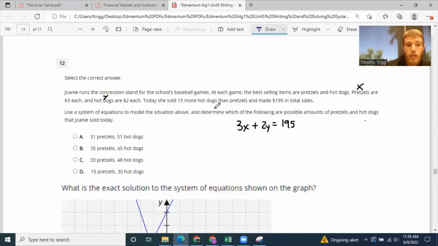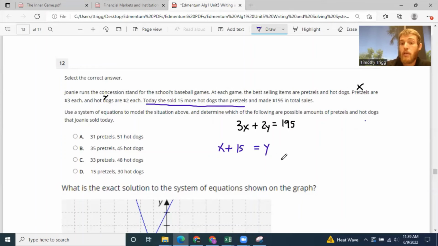Our second equation comes from the fact that today she sold 15 more hot dogs than pretzels. So the way I like to think about that is, well, did the number of pretzels equal the number of hot dogs? Well, no, they're not equal, right? She sold 15 more hot dogs, right? So if I take the number of pretzels, x, and I add 15, that'll give you the number of hot dogs, right? So 15 more hot dogs. So you'd have to add 15 to the pretzels in order to equal the amount of hot dogs.